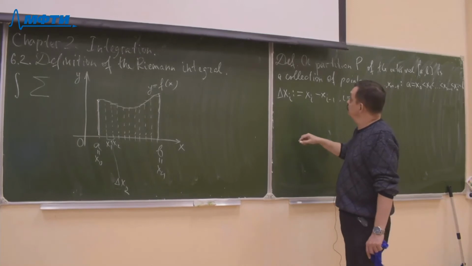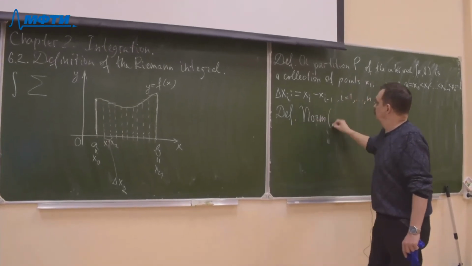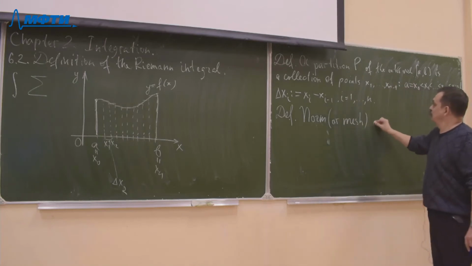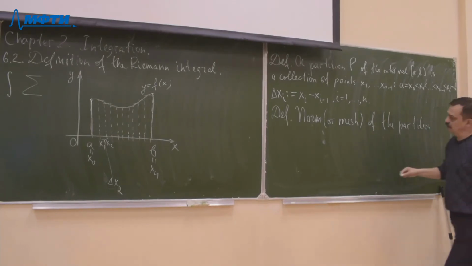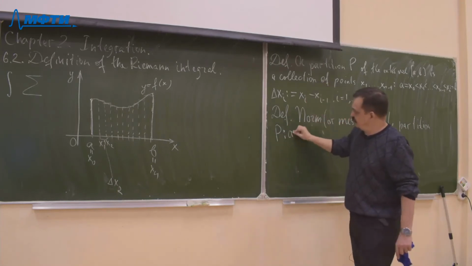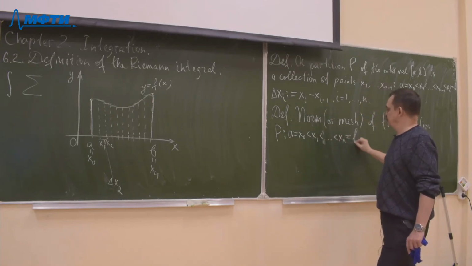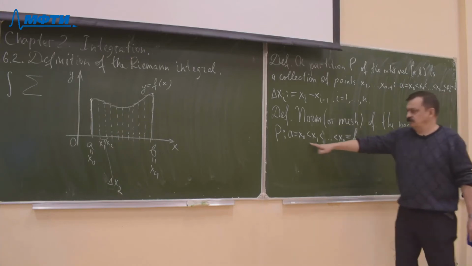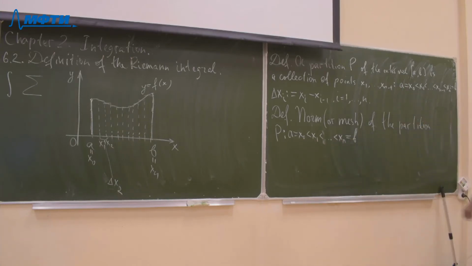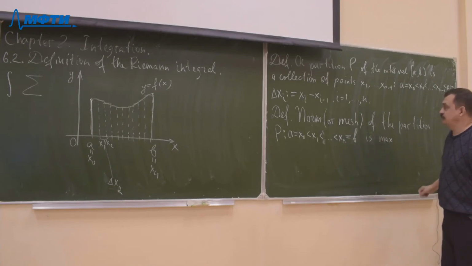So, next definition: the norm or mesh of the partition, and the partition I'll denote just by listing all points, is the maximum of delta xi for i from 1 to n.